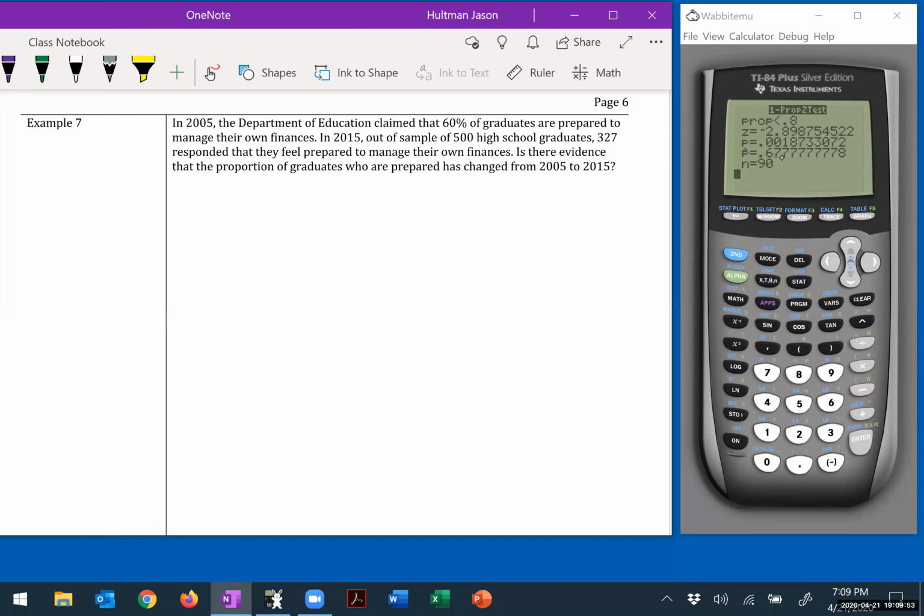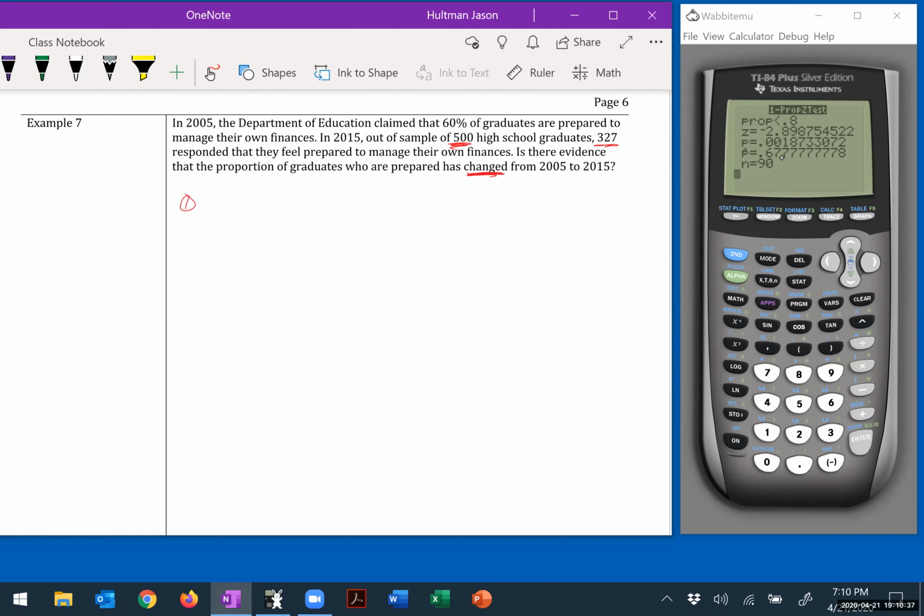Okay, example 7. It says in 2005, the Department of Education claimed that 60% of graduates are prepared to manage their own finances. In 2015, out of a sample of 500, 327 responded that they felt prepared to manage their own finances. Is there evidence that the proportion of graduates who are prepared has changed from 2005 to 2015? Okay, so let's go through our 5 steps here.